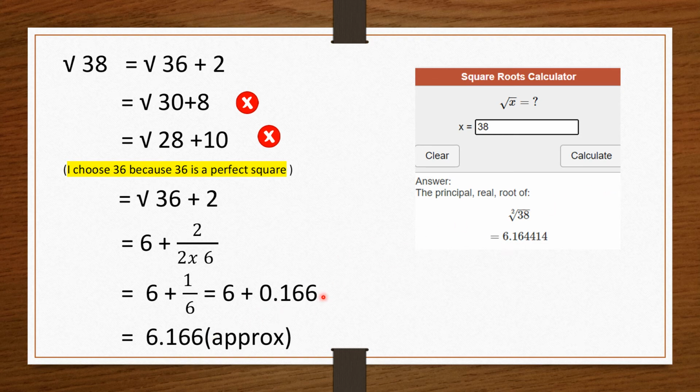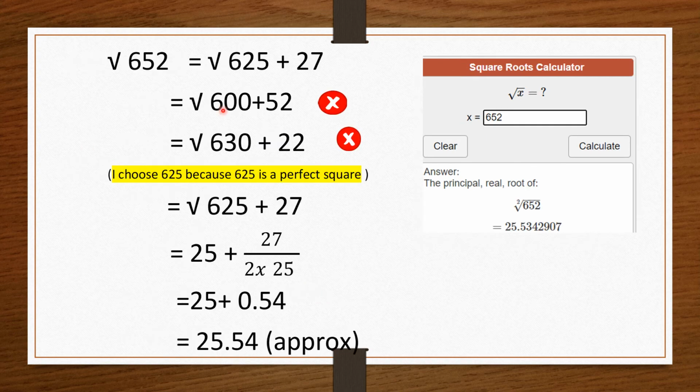And now let us solve a 3-digit number. So now we are going to find out the square root of 652. 652 is not a perfect square. So this I am going to write as a sum of two numbers, 625 plus 27. So the other two combinations, as I already told you, I am not going to choose any other combination. I am going to take only 625 plus 27 because 625 is a perfect square.